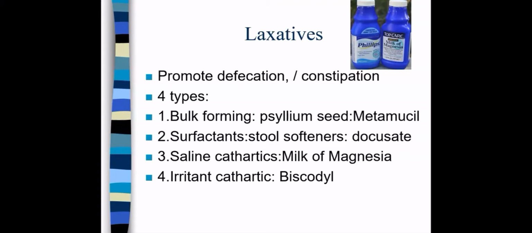The second category is a surfactant type of laxative. It's a stool softener, and you might know it as docusate sodium, which is a little red football that helps them have a bowel movement. The third kind is a saline cathartic, which is milk of magnesia, and that's pretty strong. The last one is an irritant laxative, or irritant cathartic, bisacodyl. That is a medication that we can give, usually as a suppository, to help them have an elimination.